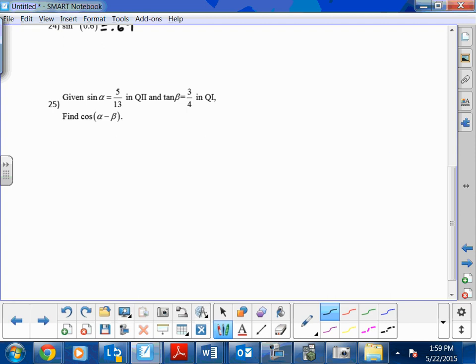Okay, the first formula, the formula that's derived off this, is just this. Cosine of alpha minus beta is equal to cosine alpha times cosine beta plus sine alpha times sine beta. Now you might be wondering, what is going on here? I only have sine alpha, which is true. We do have sine alpha, but you don't have anything else.